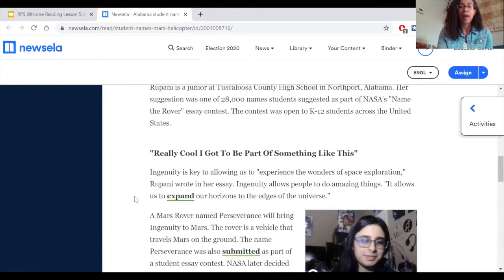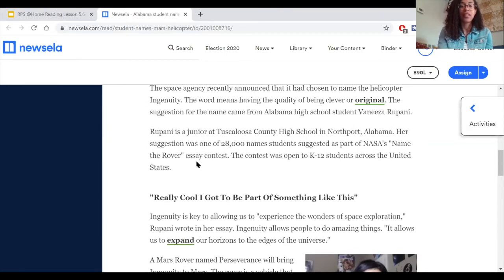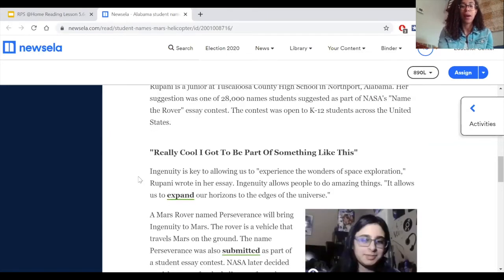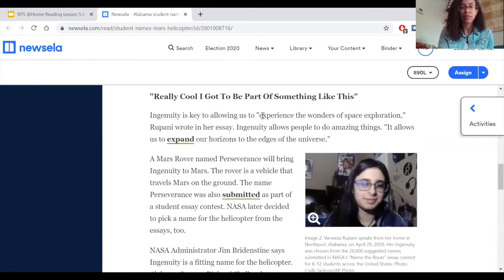So I'm checking back before. It does say there is an essay contest. So I am just double checking. Yep, it says this is something that Rupani, the student, wrote in her essay.